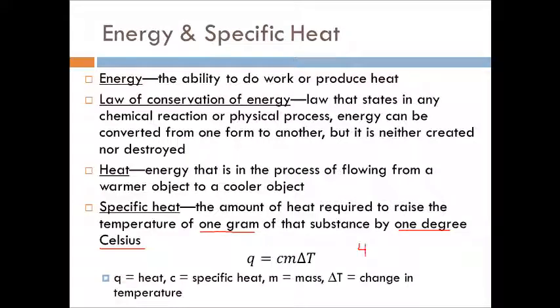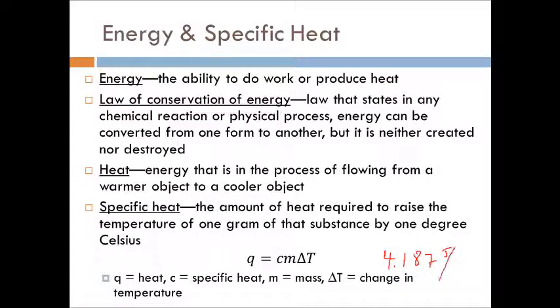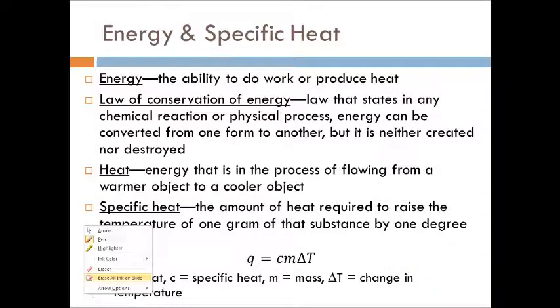Remember that we said that water's is 1.8, or excuse me, 4.187, I believe. No, that's incorrect, I apologize. I'm trying to do this off the top of my head. I know the value is 4.187 joules per gram degree Celsius. I think that's the value. If not, double check your notes. That is a value that you do need to know.